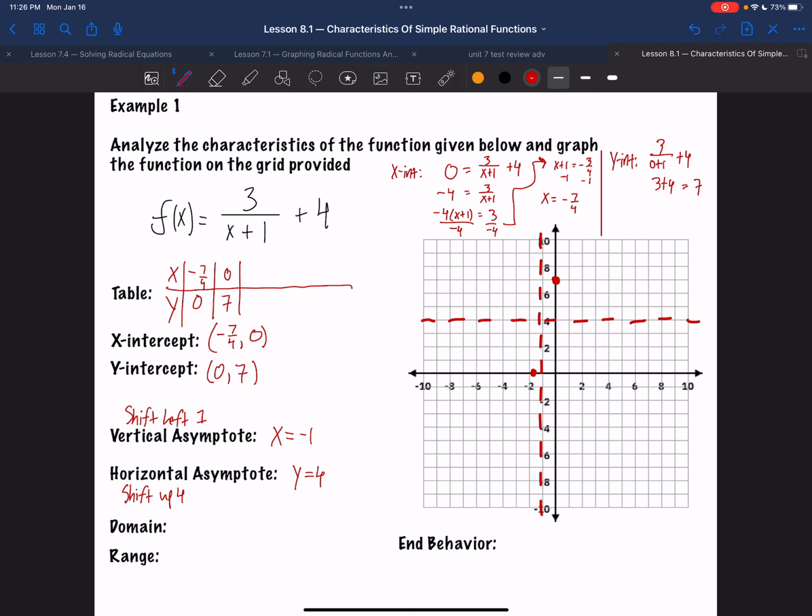Look, I'll find a couple more points, though. I can divide 3 by 3. So if I put x equals 2, that's 3 over 2 plus 1, which equals 1, right? Plus 4, which is 5. So 2 comma 5 is a pretty point. Like so. Okay.